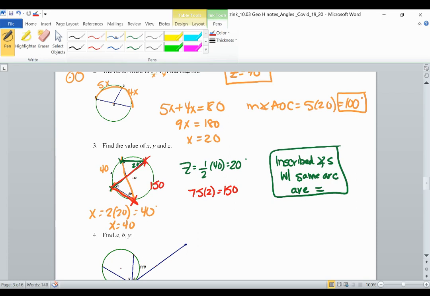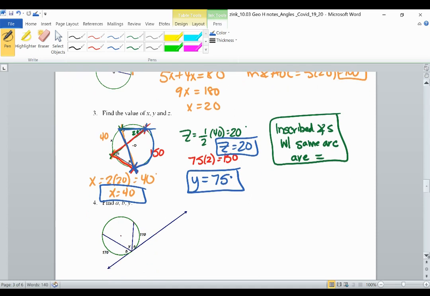And now I notice I'm looking for y. Let's trace y. If I trace angle y, it hits the circle here and here. It has that same intercepted arc as 75. So y must also be 75, because it's another inscribed angle intercepting the same arc as the 75-degree angle. So that's our x, our y, and our z.